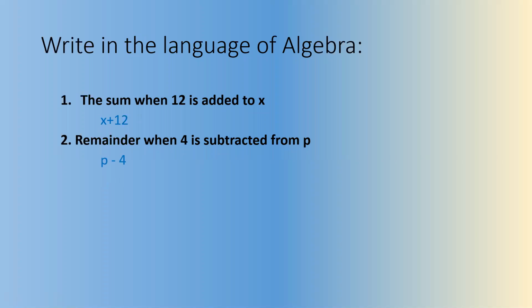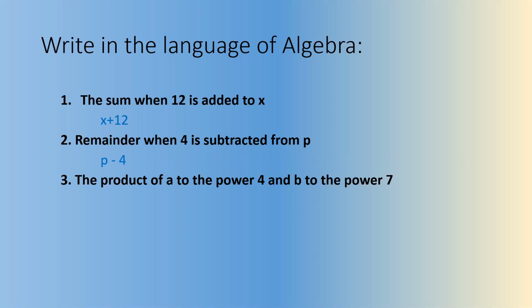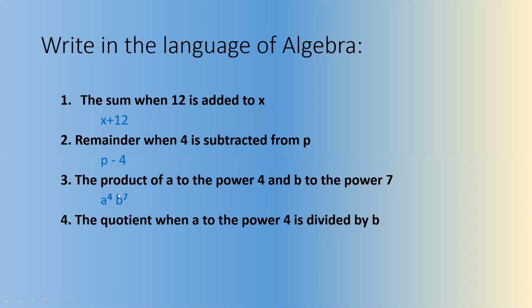P minus 4. Now next, the product of a to the power 4 and b to the power 7. Product means, what is the meaning of product? Can you please tell me? Product means they are, what is the sign between them? Multiply. Very good. Okay, so they are going to multiply like this: a power 4 multiply, no sign between them. When no sign between them, there is a sign of multiplication, b raised to the power 7.